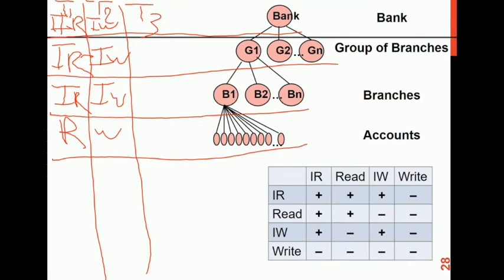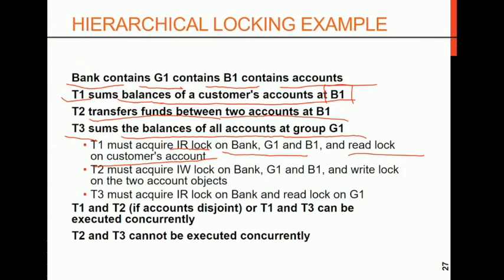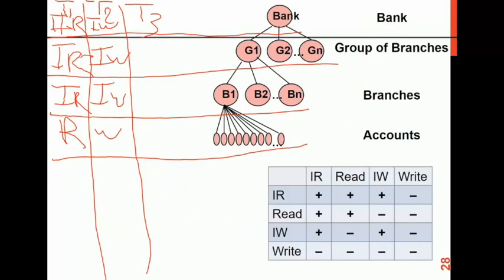Okay, and then in transaction 3, first let's check that we've done it correctly. So transaction 2: intention to write lock on bank, G1 and B1, and write locks on the two account objects. T3 sums the balances of all accounts in G1. So again, it's an intention to read here. And because I'm going to sum all the balances in here, I'm going to access every single resource in there. Then it's okay to acquire a read on the entire composite resource, because there is no resource in there which I'm not going to access, and it's what I'm going to perform the operation on. So we acquire intention to read on bank and read on G1.